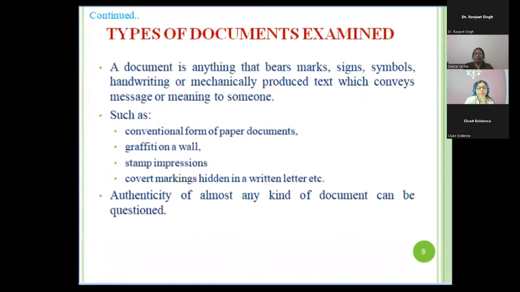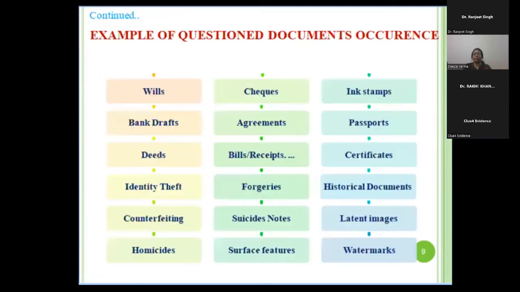Types of documents which are to be examined. A document is anything that bears a mark, sign, symbol, handwriting, or mechanically produced text which conveys any meaning or message to someone. It may be a conventional form of document on paper. It may be an unconventional document on any site, on a wall or any mirror, glass, any area which is not conventional, that is unconventional. Stamp impressions, hidden marks, authenticity of all kinds of documents can be questioned.